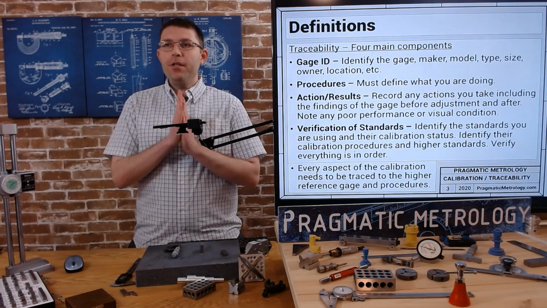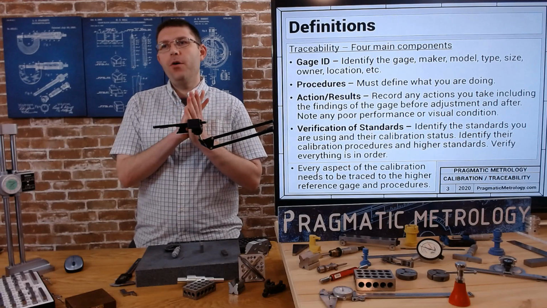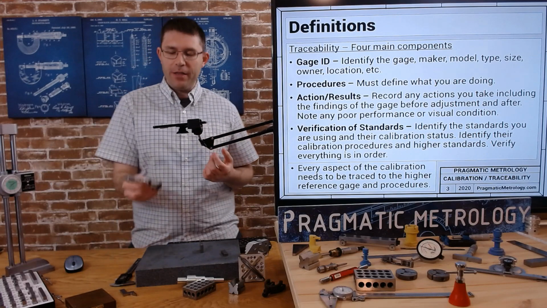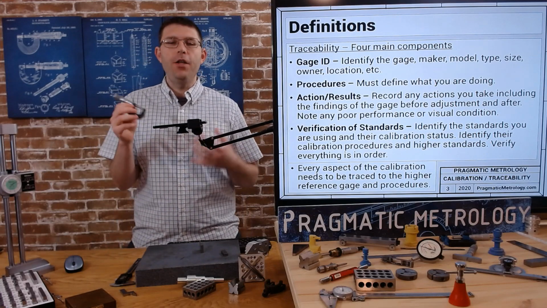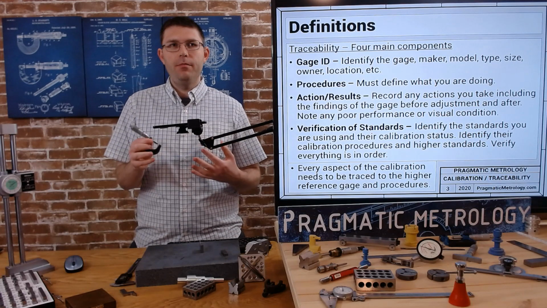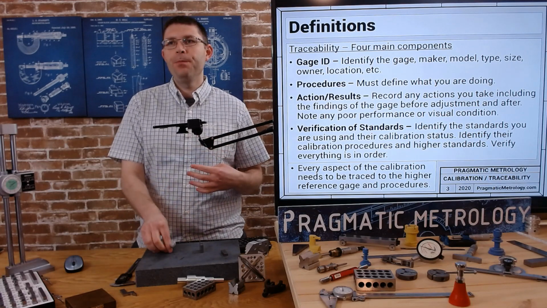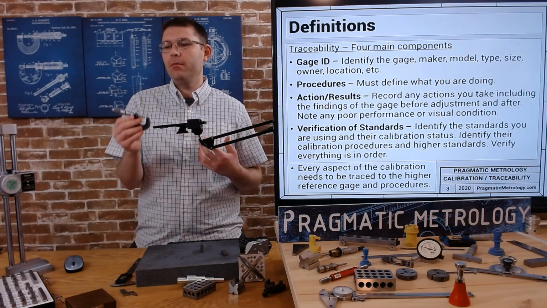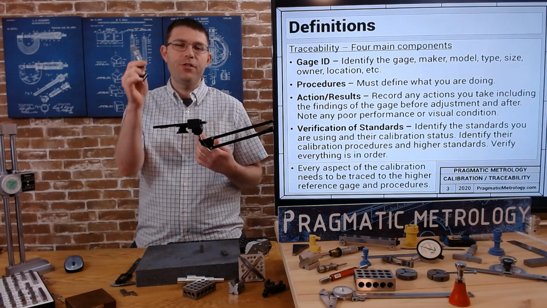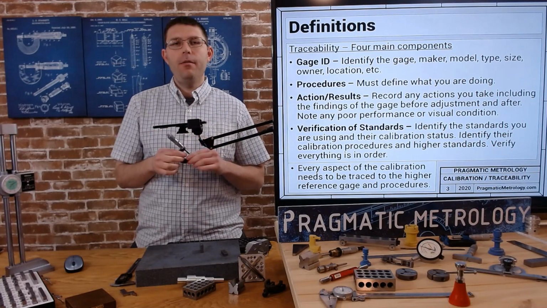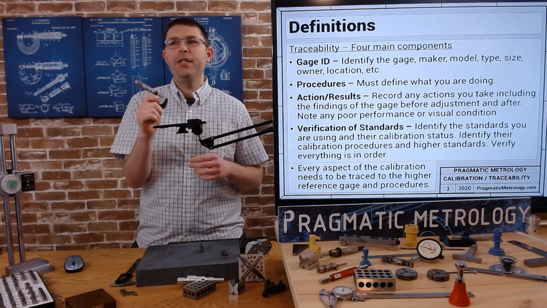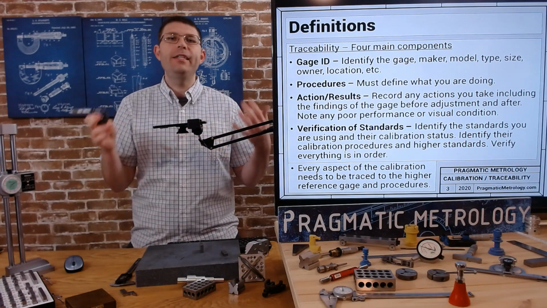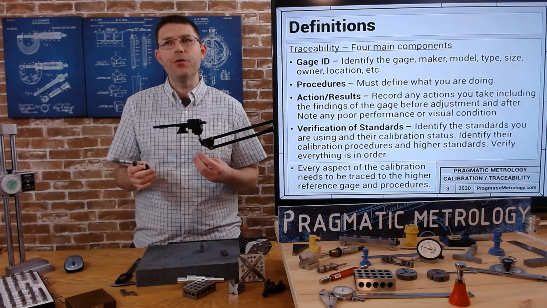So traceability has 4 main components. First of all, when you're tracking a gauge like this micrometer here, and you want to trace it to the standards that were used to calibrate it, the 4 main components start off with your gauge ID, which is going to be a serial number that you might apply yourself to the gauge, who made it, what model it is, what size, who owns it, what location they keep it in. These are all identifying parameters.